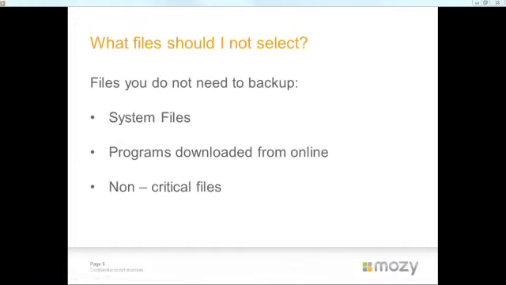What files should I not select? Files you don't need to back up, things like system files, programs you download from online, and non-critical files. Programs you download from online, for example, if you decide to download Google Chrome or Firefox, the executables that come with those, there's no need to be backing these up, as it's faster to download them directly from the company's website than having to create a restore from ourselves and then download them to run them. System files are the same.